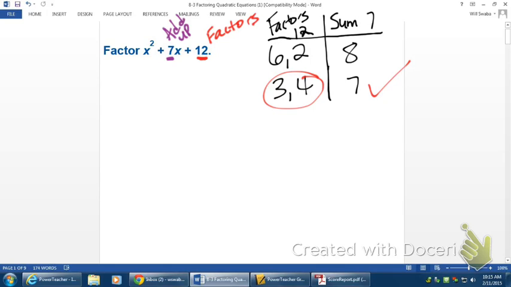So we're splitting that 7x up. Okay? We're going to split it up into whatever factors we find. We figured out it's 3 and 4. So, I'm just going to rewrite it.